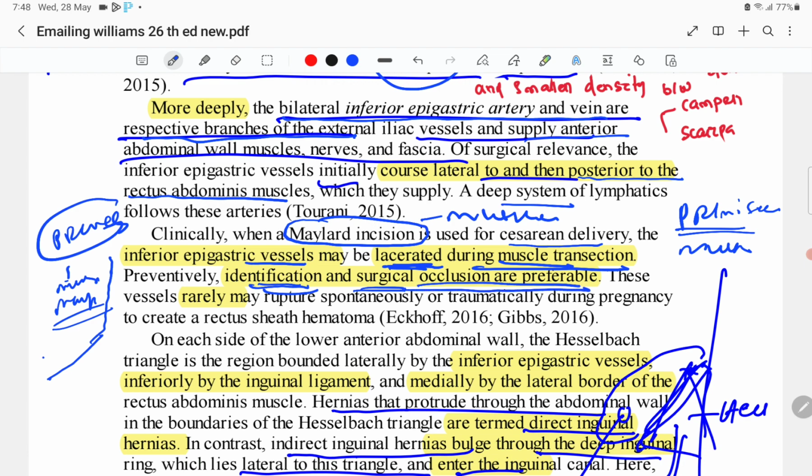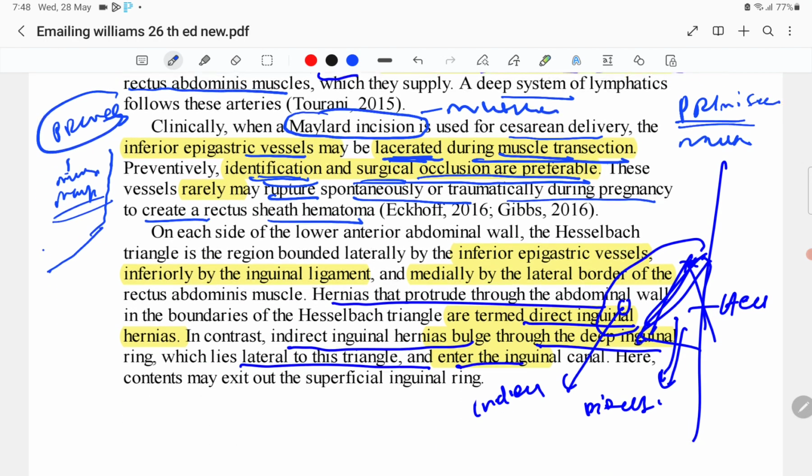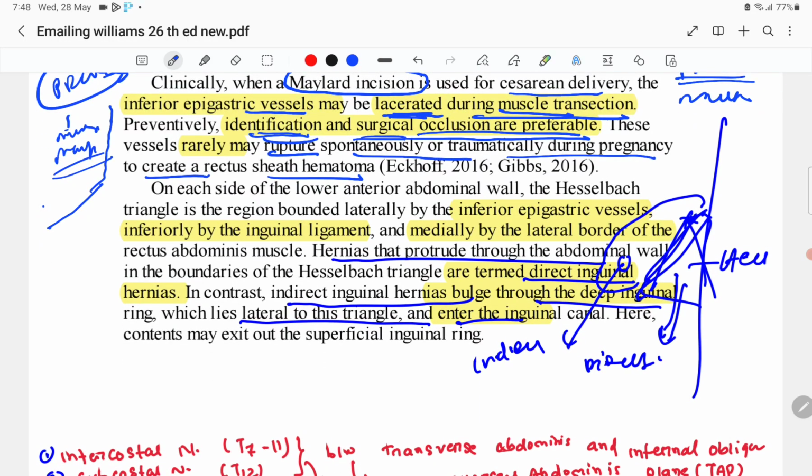Preferably you should occlude the vessel before going in, and very rarely there will be ruptures, spontaneously or traumatically, during pregnancy, to create a rectus hematoma in pregnancy. On each side of the lower abdomen there is another very important thing, the hernia part. Here Hesselbach's triangle comes into account.